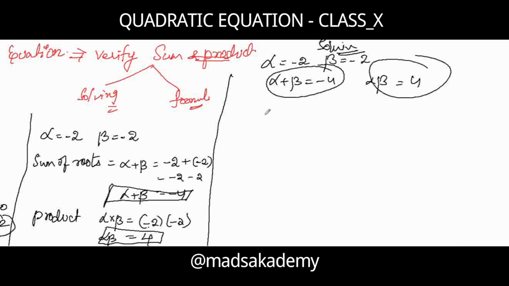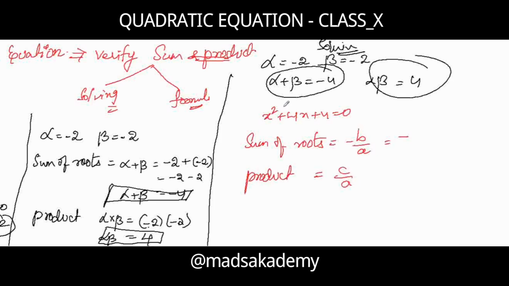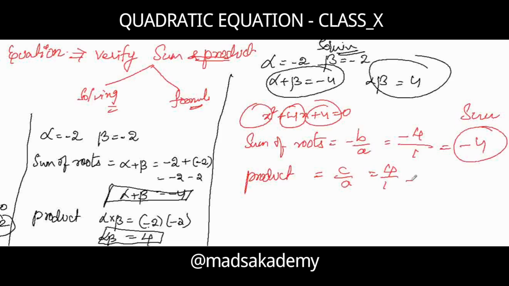The given equation is x square plus 4x plus 4 is equal to 0. So from this, what is the sum of the roots? The sum of roots formula is minus b by a. The product of the roots formula is c by a. So minus of what is b here? b is plus 4, so plus into minus, minus 4. a is 1, so which is minus 4. Sum I got minus 4. What is the product? c by a, which is 4 by 1, which is 4.